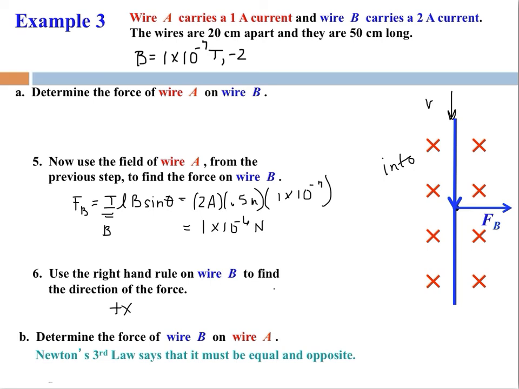And then finally, we're asked to determine the force on wire B by wire A. Actually, I'm sorry, determine the force of wire B on wire A. But again, Newton's third law says that these forces must be equal and opposite. So the force is still just 1 times 10 to the negative 6, but now it's opposite in direction, so this now goes in the negative x direction.